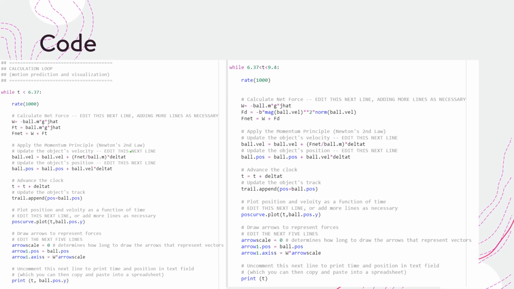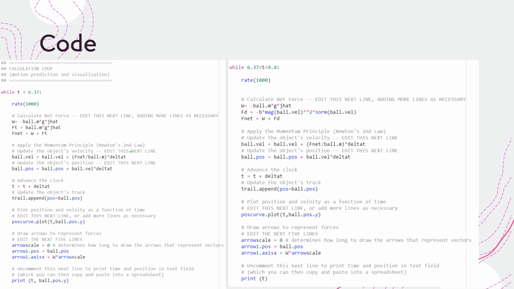The second half, after the top has reached the bottom, is going to be the same W of negative mg times j hat, but rather than Ft, we're going to have Fd, which is the drag force, which is equal to negative b times the magnitude of the velocity squared times the velocity unit vector. These added together will give us motion in the negative y direction, showing that the bottom of the Slinky is now moving.